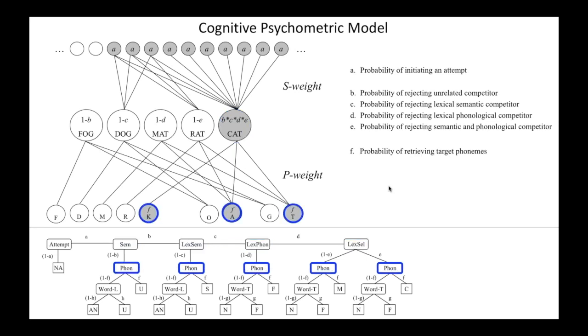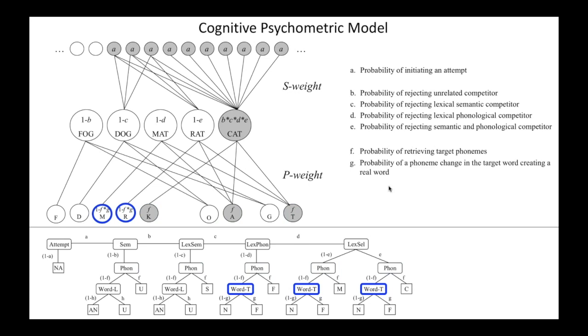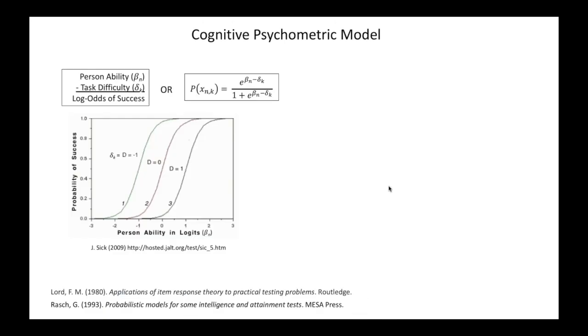Moving on, we also have the probability of retrieving the target phonemes given what you selected at the lexical level. And we have the probability, if you fail to retrieve the correct phonemes, that it will create a real word from the target word by chance. And we have the probability that if you had selected a random word at the lexical level, a phoneme change will create a random word by chance. There's a little bit of sleight of hand going on here with mapping it onto the network, but in terms of the way to think about these probabilities, it's a pretty good match. Okay, so that was the cognitive part.